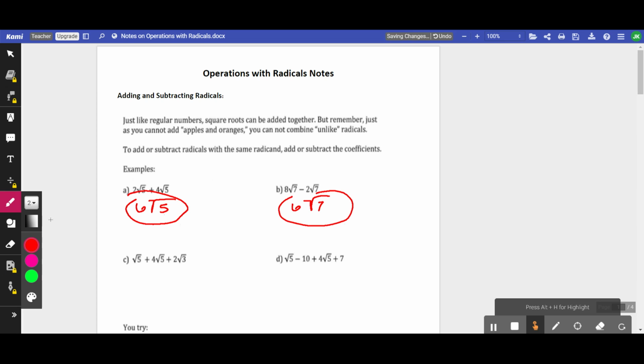And then you can do the same thing on the next one here. So you have the square root of 5, 4 square root of 5, and then 2 square root of 3. So only the square root of 5 can go together. This last term won't be able to go with anything because you have the square root of 3 there. So for this one, you can do 1 square root of 5 plus 4 square root of 5 then. So that'd be 5 square root of 5 for that one. And then your last term will just come down.